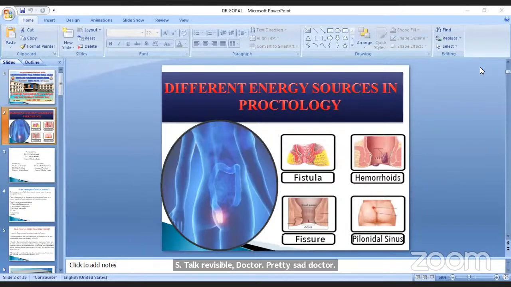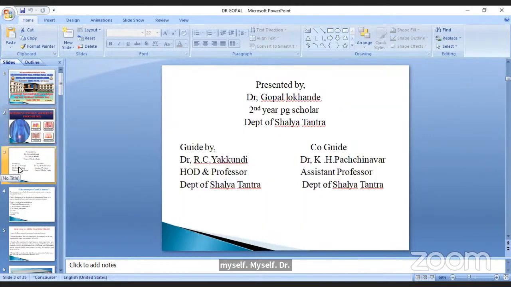Good evening to all. Today I am dealing with the topic of different energy sources in proctology. Myself, Dr. Gopal Lokhande, second year PG Scholar, Department of Shalyatantra. My guide is R.C. Ekundi. My co-guide is K.H. Pachanavar.